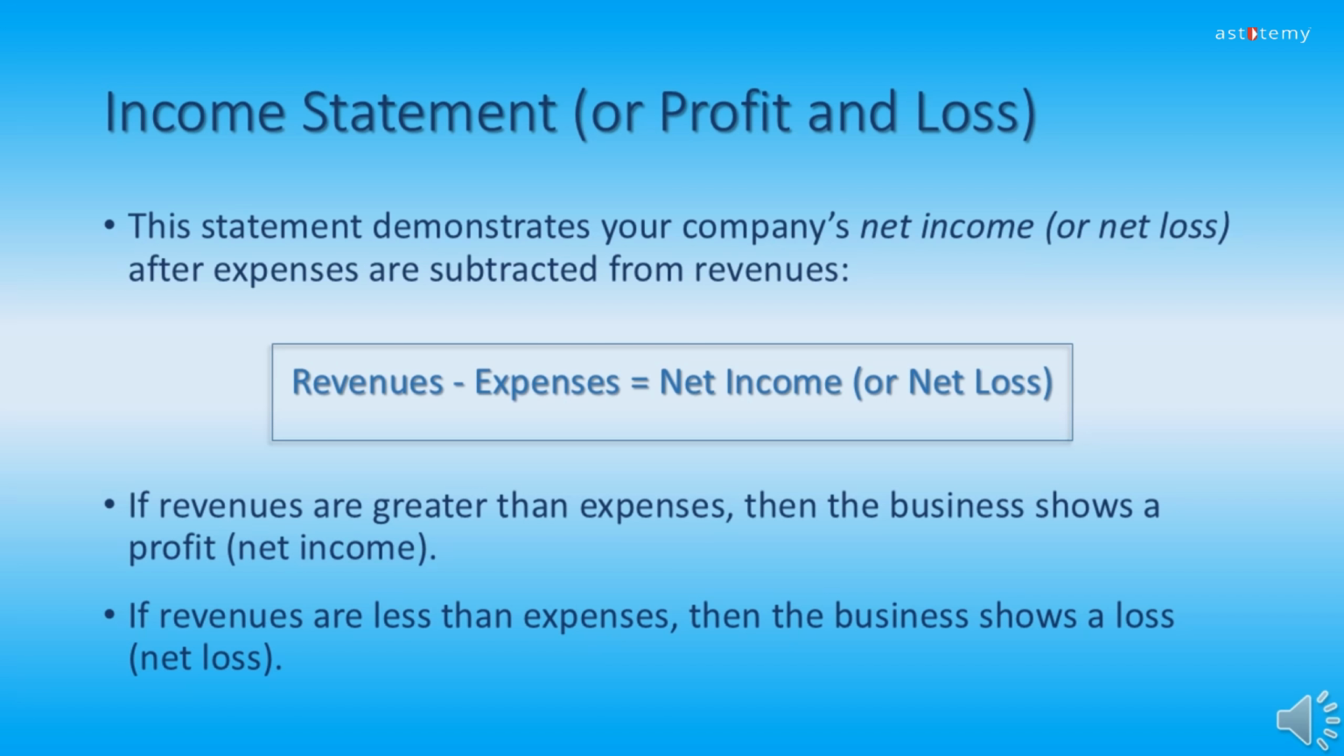We will first discuss the income statement, or profit and loss, as it's also otherwise known. This statement demonstrates your company's net income or net loss after expenses are subtracted from revenues in accordance with the following equation: revenues minus expenses equal net income or net loss. Now, if revenues are greater than expenses, then the business shows a profit or net income. Conversely, if revenues are less than expenses, then the business shows a loss or net loss. And these come out of the company's owner's equity.